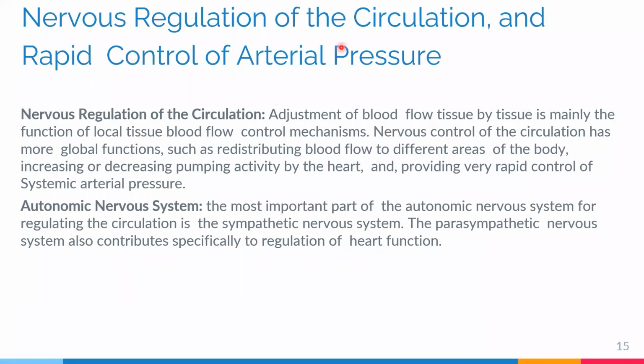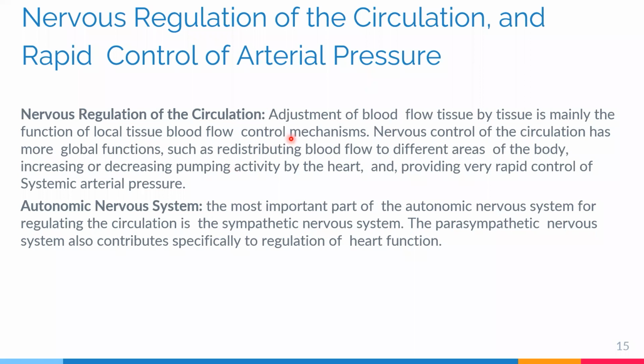Next, we move on to nervous regulation of circulation and rapid control of arterial pressure. After looking into humoral control of blood circulation, we have understood how hormones are involved in regulation of blood flow. But as is obvious, hormonal control is slower in nature, and in case local acute rapid control of blood flow is required, we move on to nervous regulation of circulation.